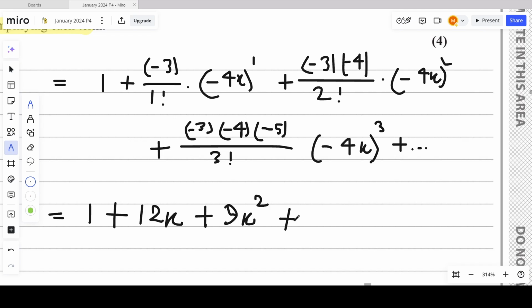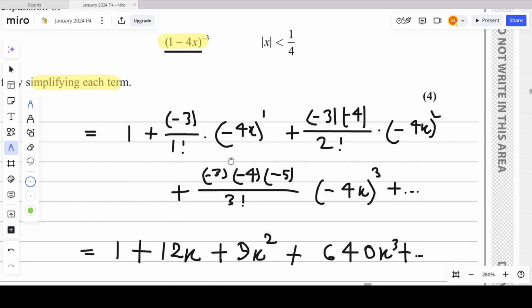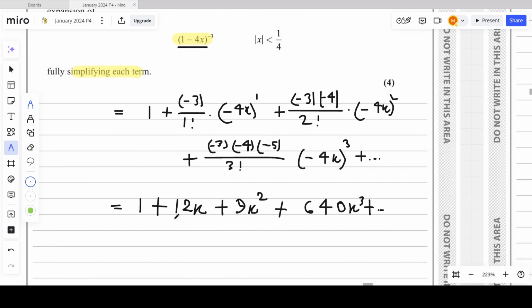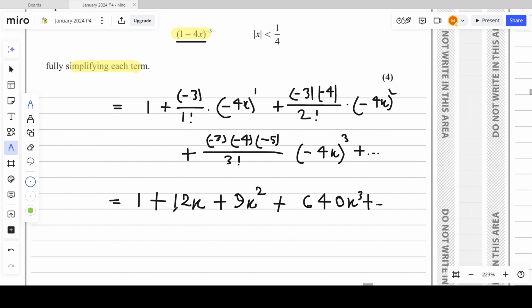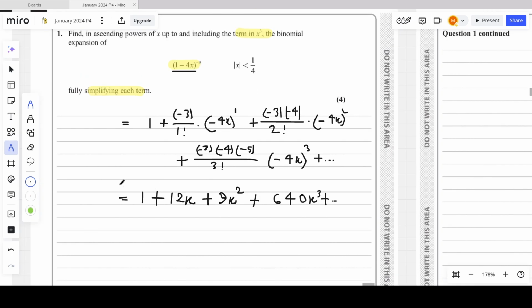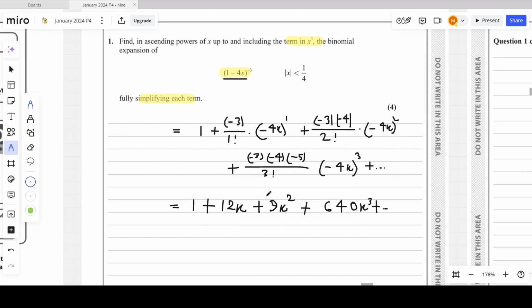So 3 times 4 is 12, times 5 is 60, over 6 is 10, and 10 times 4 cube, which is 64, so this will be 640, 64 times 10, that is 640x cube. That's it, this will be the expansion. So we got the expansion of the binomial expression 1 minus 4x whole inverse 3. It is 1 plus 12x plus 96x squared plus 640x cube, and that's the answer to question number 1 of the P4 January 2024 paper.